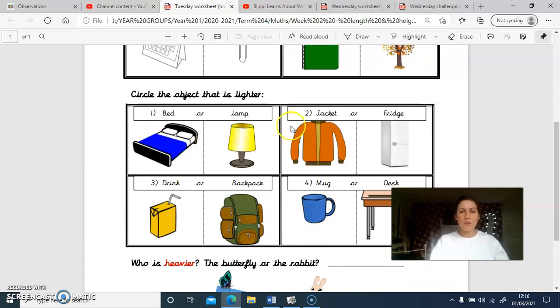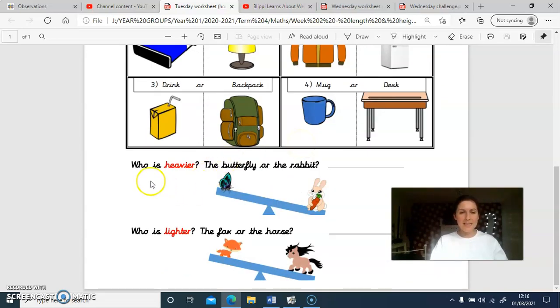Then you've got to circle the thing that you think would be lighter. And then finally down here, reading the seesaw again, the scales, which is heaviest and which is lightest. And then you can write the word there.